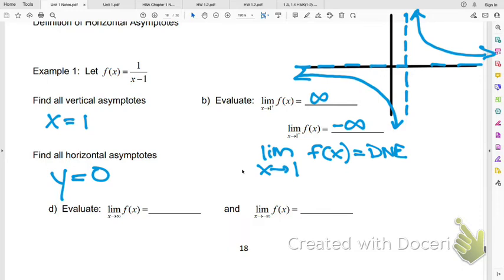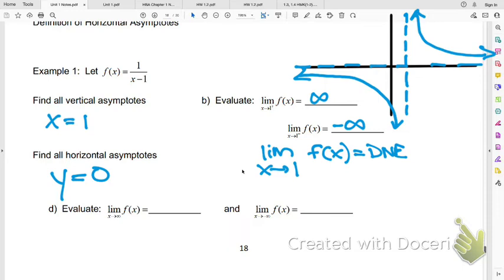So this one would be does not exist because of the vertical asymptote. The limit is never going to exist at a vertical asymptote. Ever. It doesn't matter if both sides go to infinity, both sides go to negative infinity, never going to exist.